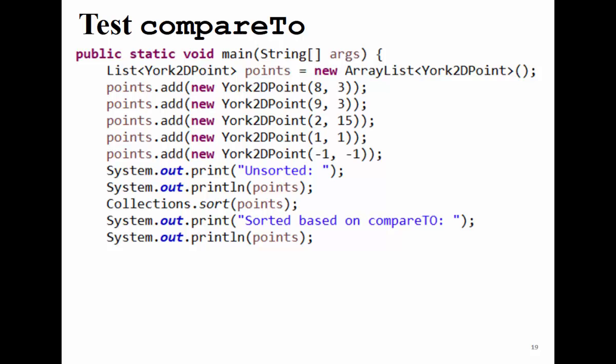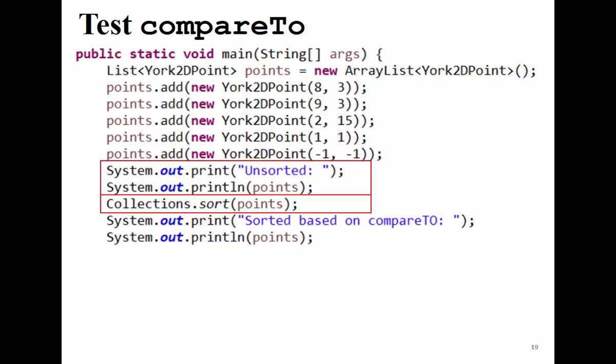Which point? Minus 1 and 1. That's the first one. The second one, 1 and 1. The third one, 2 and 15. And the next one, 8 and 3. And the last one will be 9. Okay, so here we print the unsorted, and then we sort the array based on compareTo.